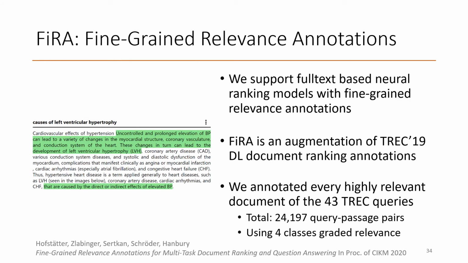I now want to highlight some annotation work our group did in 2020, and this is FiRA, or fine-grained relevance annotations. Here we went back to the TREC deep learning TREC document ranking annotations and annotated every highly relevant document on a passage and word level, which gave us a total of 24,000 query-passage pairs using 4 classes for graded relevance.